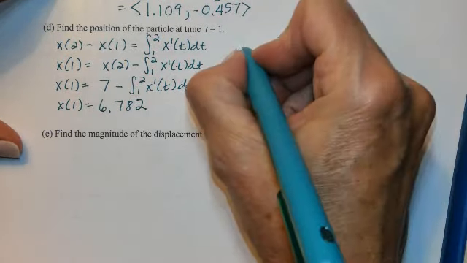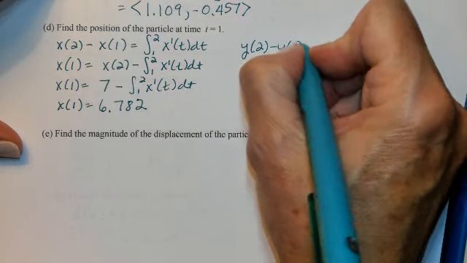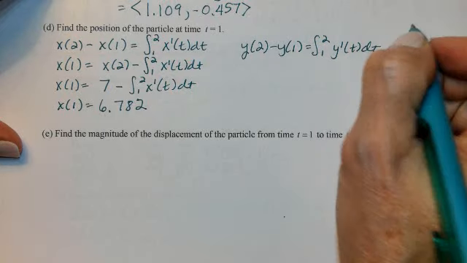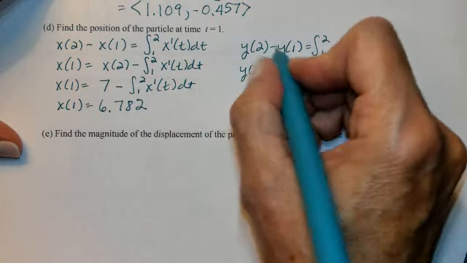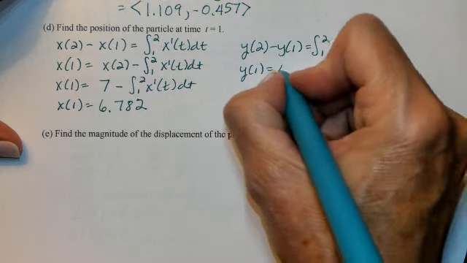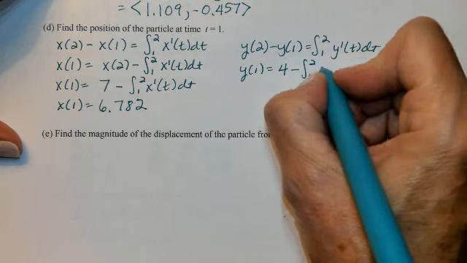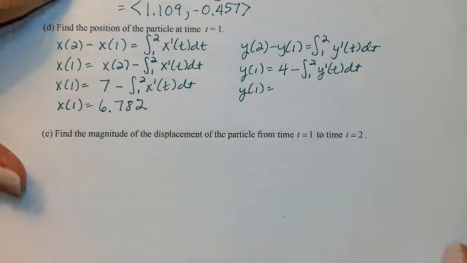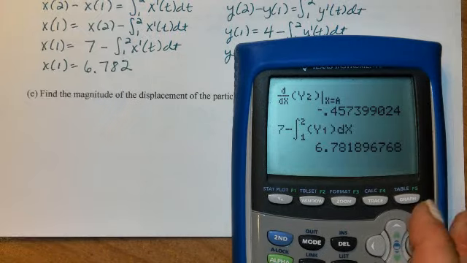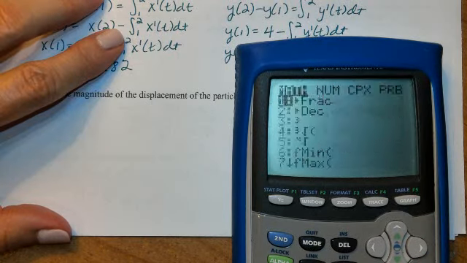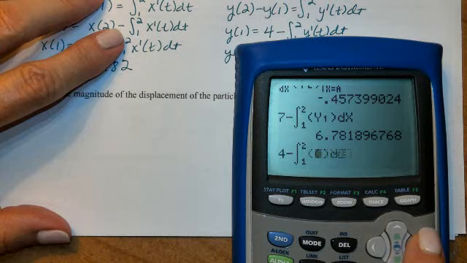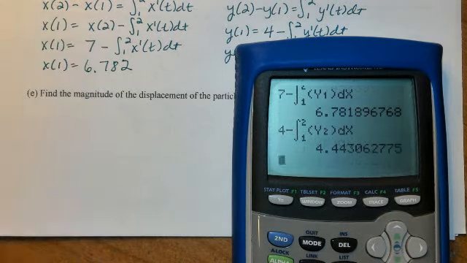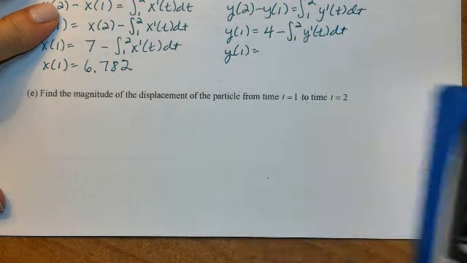Okay, y coordinate, we'll do the same thing. y at 2 minus y at 1 is the integral from 1 to 2 of y prime dt. So y of 1 will be y of 2, which was 4 from my problem, minus that same integral. So calculator time. 4 minus math 9, 1 to 2 of y prime, which is my y2, dx. So 4.443.